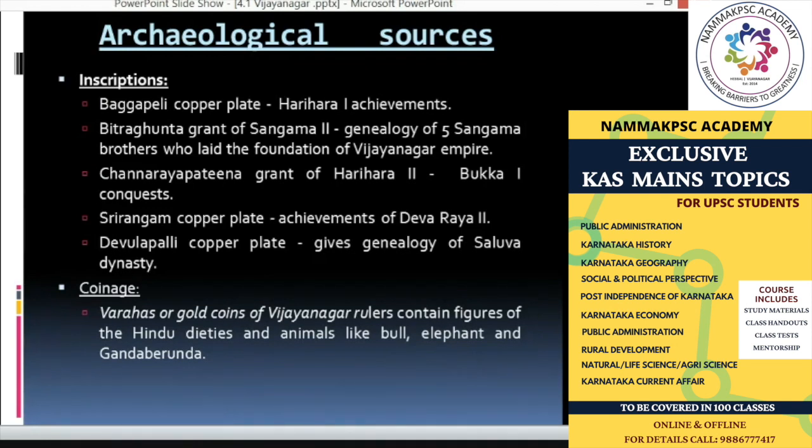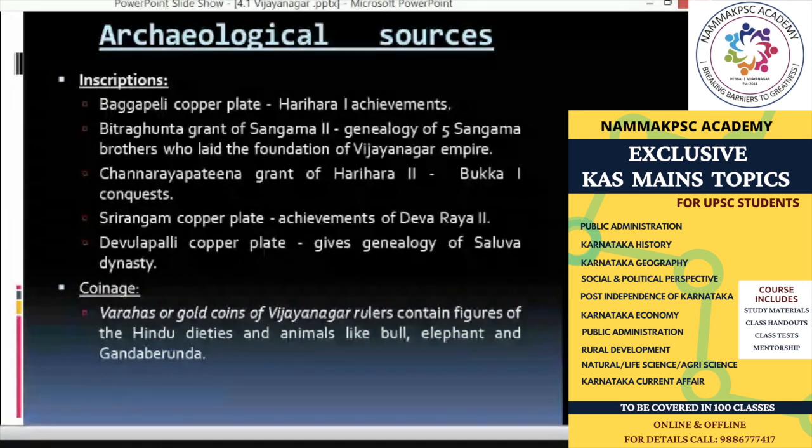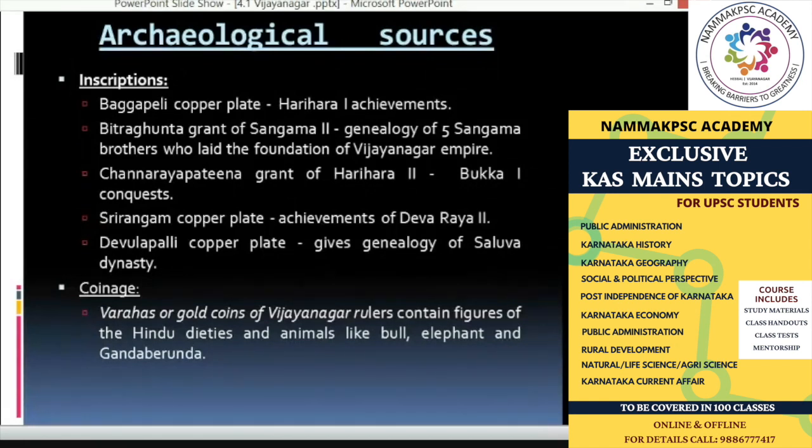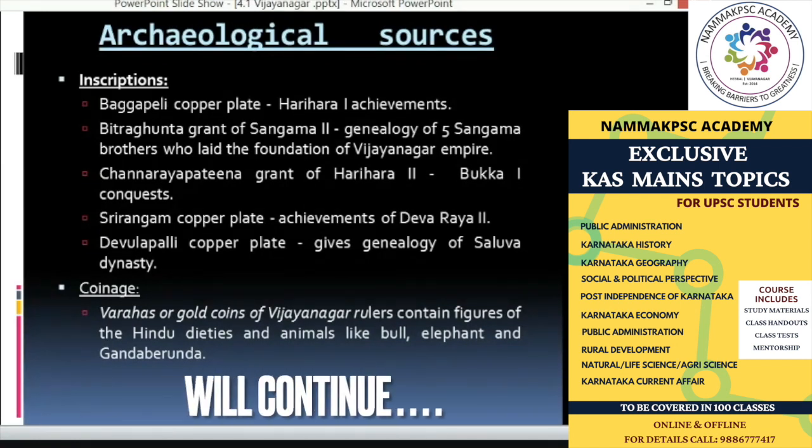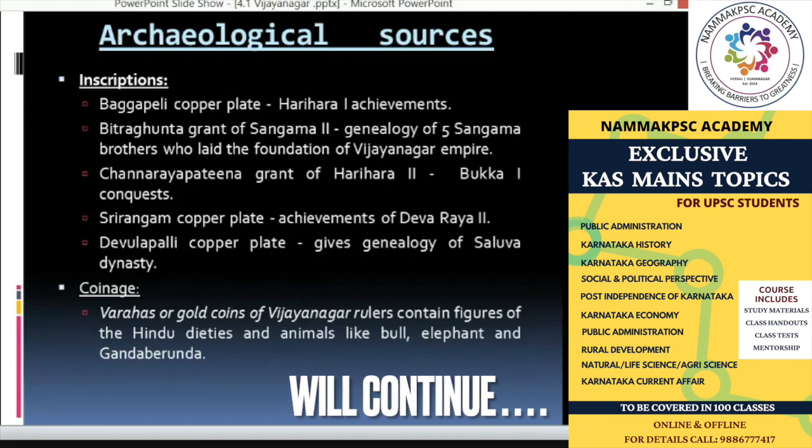Varahas means gold coins. So in the material also, whenever you come across these terminologies, make sure that you pay attention to the metal being used for that particular coin. So immediately when you see the term of the coins, you will see whether it's gold or silver. So please make sure that you notice that distinction. You know that it is a currency coin, but what metal matters, because in prelims they directly ask such questions. So varahas are nothing but the gold coins of Vijayanagar rulers. It contains the figures of Hindu deities and animals like bull, elephant, and Gandaberunda.